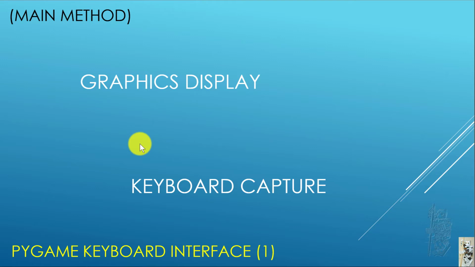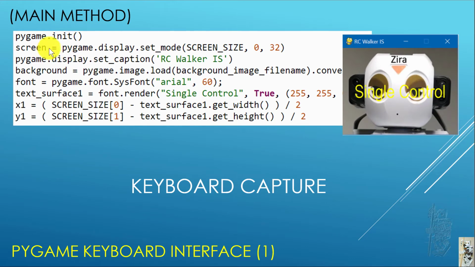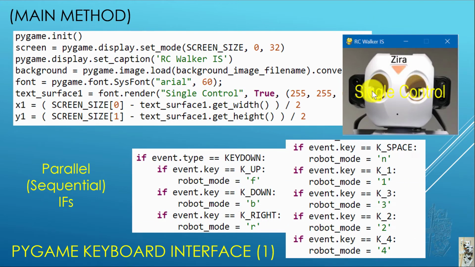I'm also using Pygame. I'm using Pygame for a little graphics display, and also to capture key pushes from the keyboard. I use it to load a little background picture, to get some captions and some other text here, and I also use it to capture which key is being pushed down, like the up, down, right, left arrow here, or the space bar, or the keys 1, 3, 2, or 4 on top of the keyboard.